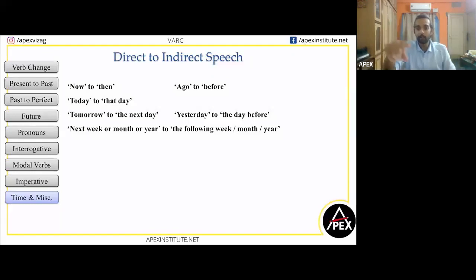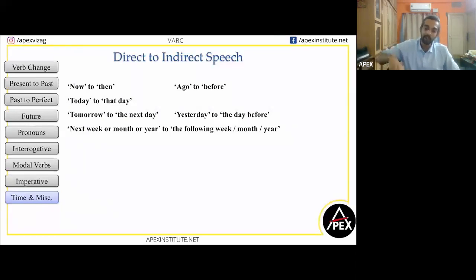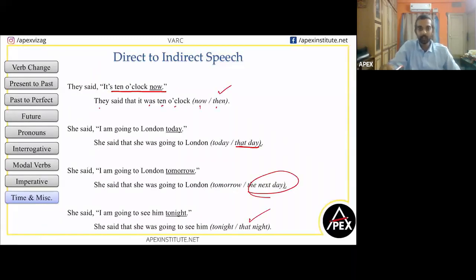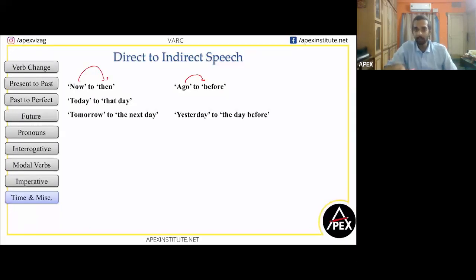Okay, yeah, guys, if you want, just take a small screenshot of this, because this is one of the important slides of this entire PPT. Okay, these are the changes. All right, so whenever we are having now, we'll change it to then. We'll change ago to before, the same way today to that day, tomorrow to the next day, yesterday to the day before, like that will change.